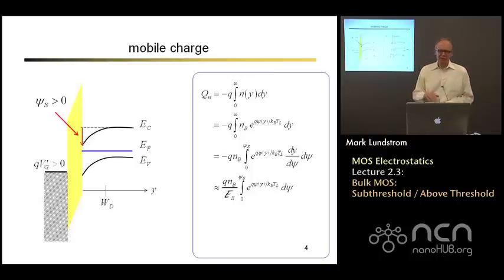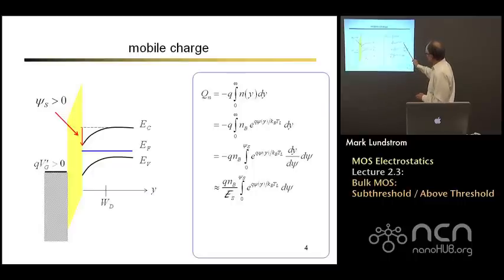Let's take a look at doing that integral. We have to do just a little bit of math here, and we'll see that the final result is easier to understand than we might have even guessed. So we're going to integrate that electron density and get all of the charge per square centimeter. The electron density is the value in the bulk times this exponential factor that depends on the potential as a function of depth into the semiconductor.